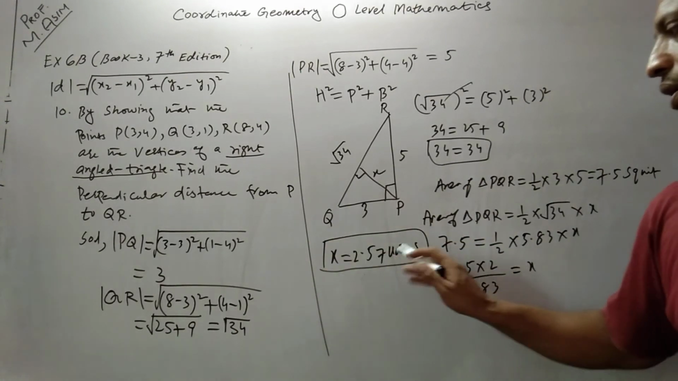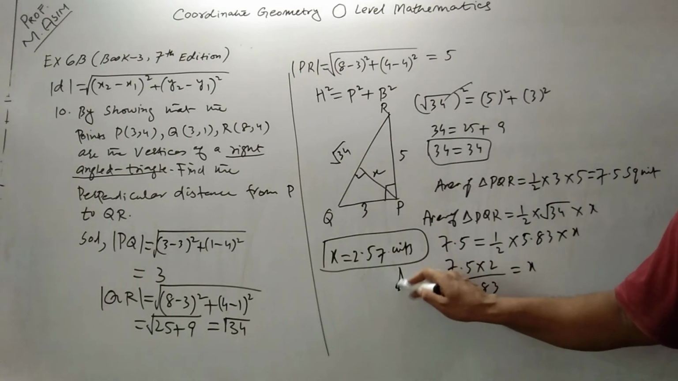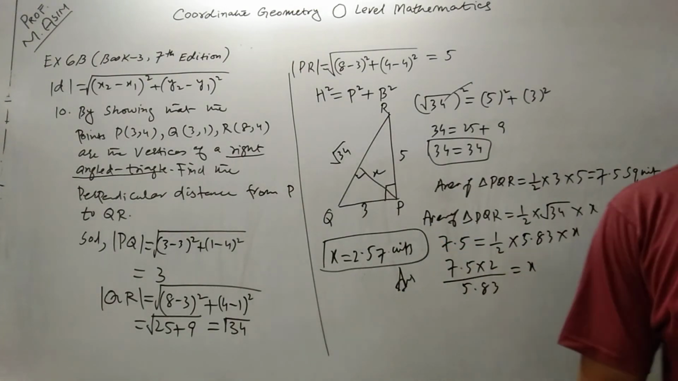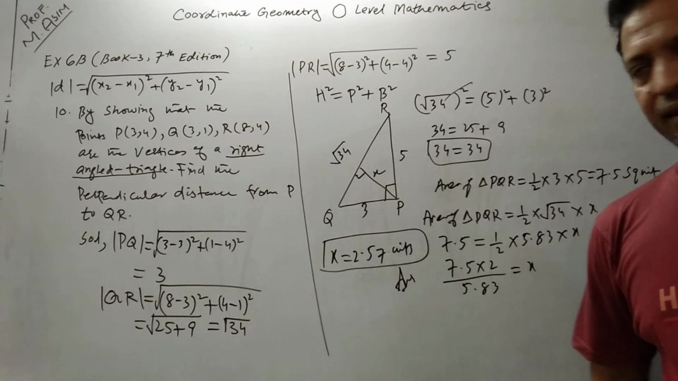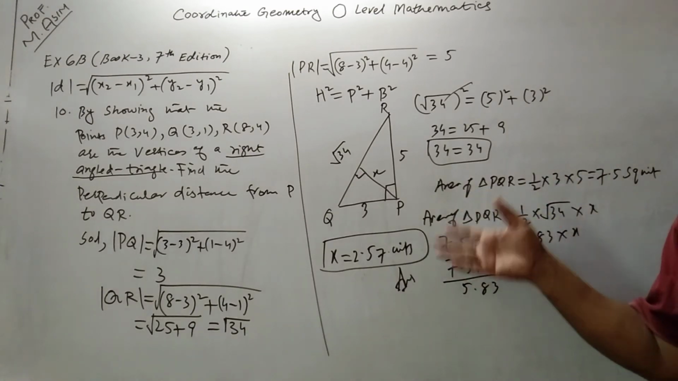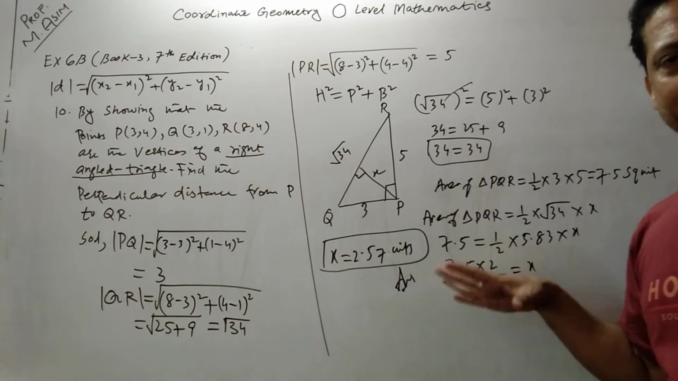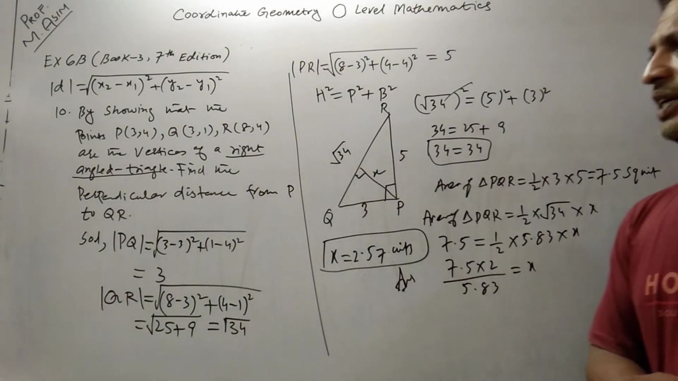This is our perpendicular distance. So this is the key point. Whenever you find the perpendicular distance, you first find the area and then use the same area strategy to find the answer. Hope you understand today's class.